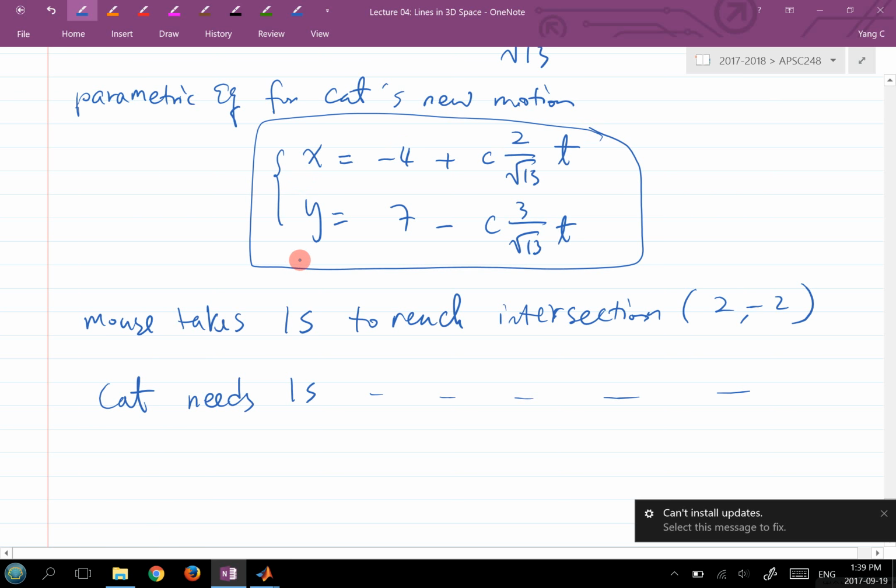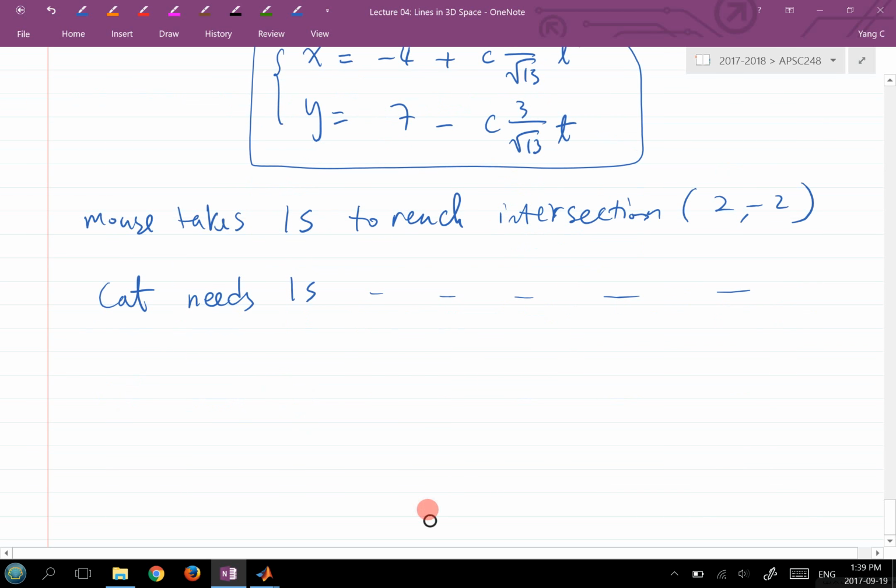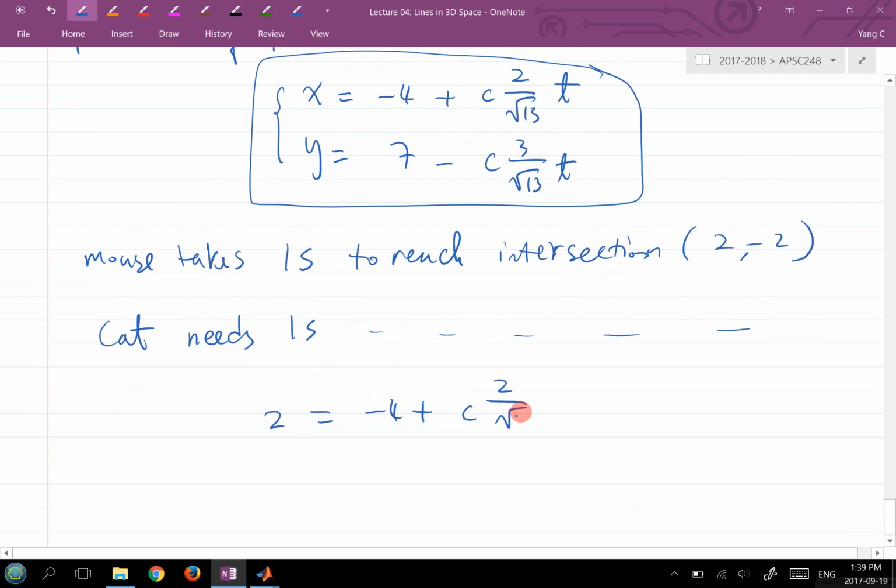So back translate into the same meaning here. You need this equation here to what? You need the x, y to be at which location? (2, -2). At what time? At t equal to 1. So that's how you can substitute the 2 here, -4, c, 2/√3 at 1 second here. Okay. The same thing.